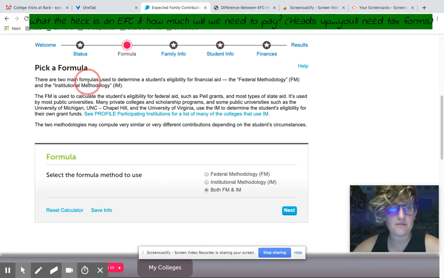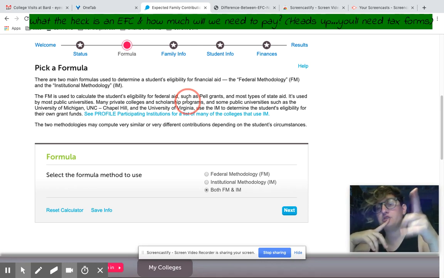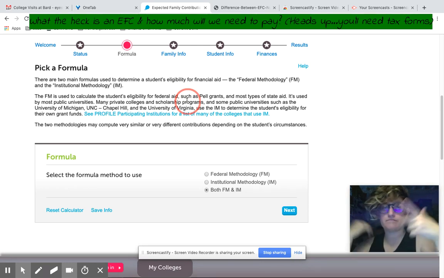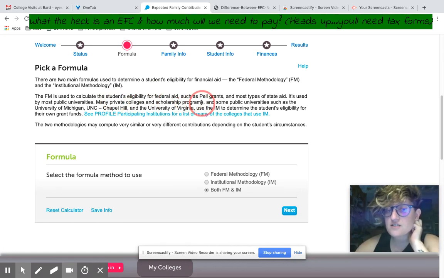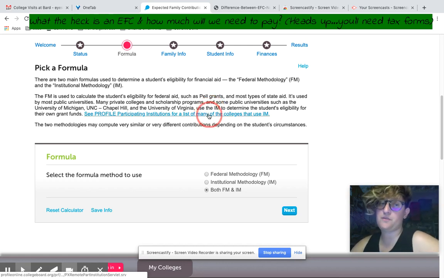There are two main formulas used to determine a student's eligibility for financial aid: the federal methodology and the institutional methodology. The FM is used to calculate students' eligibility for federal aid, such as Pell Grants and most types of state aid. It's used by most public universities. So Binghamton, Stony Brook, CUNY Hunter, UMass Amherst, absolutely. Many private colleges and scholarship programs and some public universities, such as the University of Michigan, UNC Chapel Hill, and the University of Virginia, use the institutional methodology, aka IM, to determine the student's eligibility for their own grant funds.